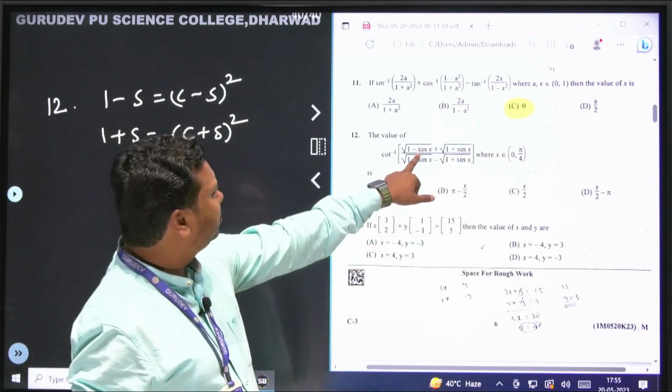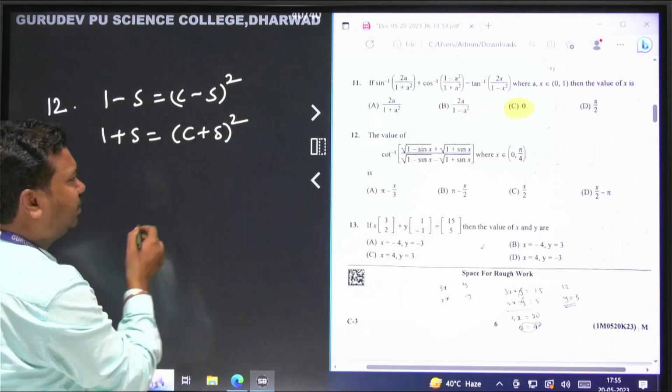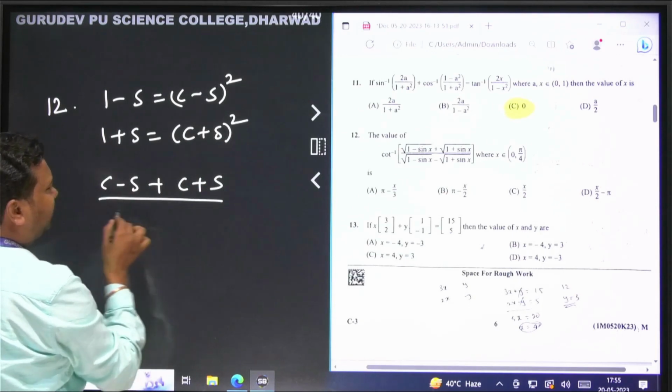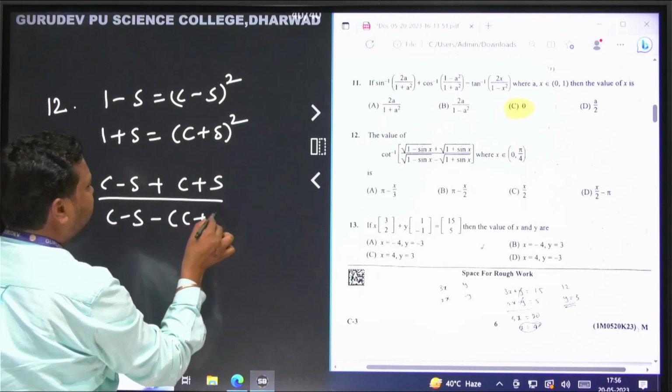So the logic is very simple. See that as it is a square root, the first term will be cos minus sin, the second term will be cos plus sin. Similarly, cos minus sin, minus of cos plus sin.